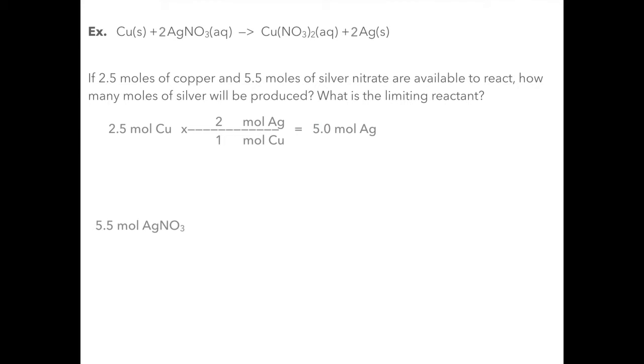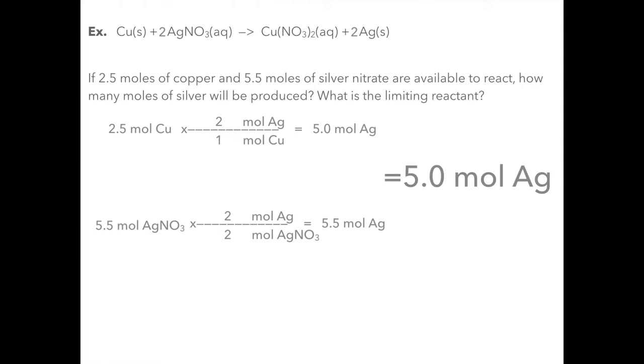My other reactant, which is 5.5 moles of silver nitrate, I'm going to convert. I'm going to put moles of silver nitrate on bottom, moles of silver up top. There are 2 moles of silver nitrate for every 2 moles of silver. And so I find that 5.5 moles of silver nitrate will produce 5.5 moles of Ag. So one produces 5 moles of silver, one produces 5.5. So how many moles are actually produced? 5, just like with the s'more example.